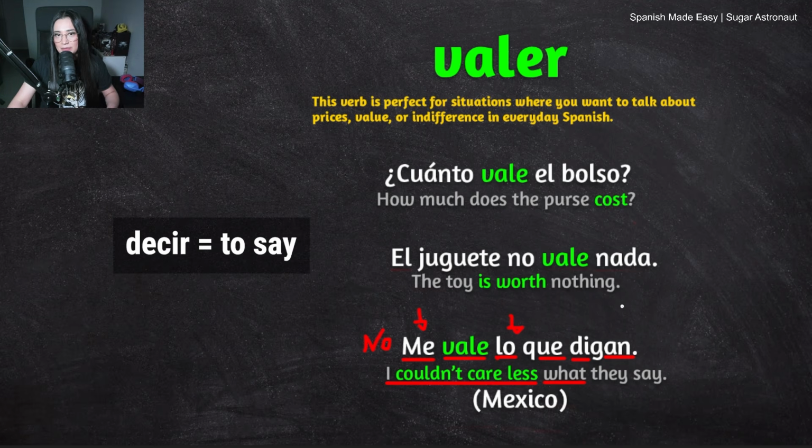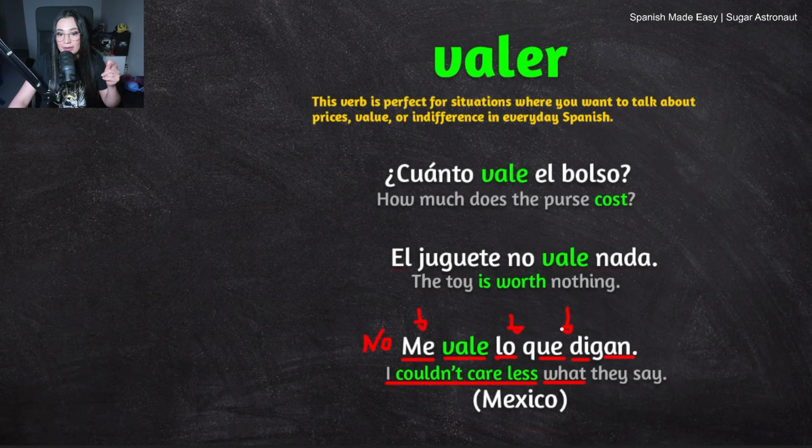Digan comes from the verb decir. Ellos digan or ellas digan. We don't need the subject pronoun here. We just need the conjugated verb. And digan means they say. If you say me vale lo que digan, that means I couldn't care less what they say. If you say no me vale lo que digan, that means that you care what they say. Okay, so this is quite interesting.